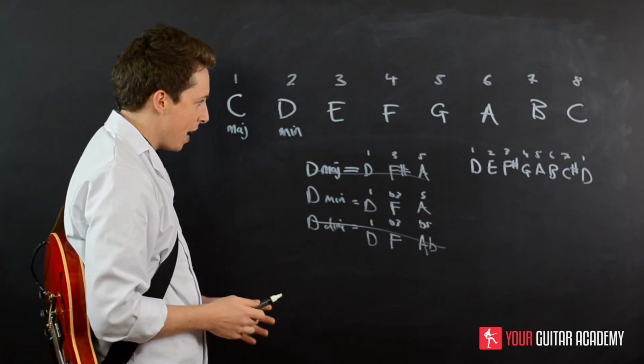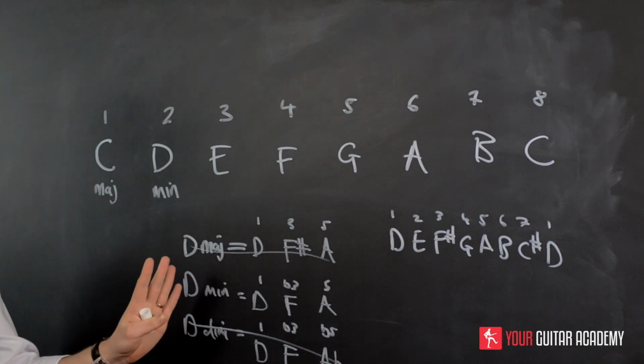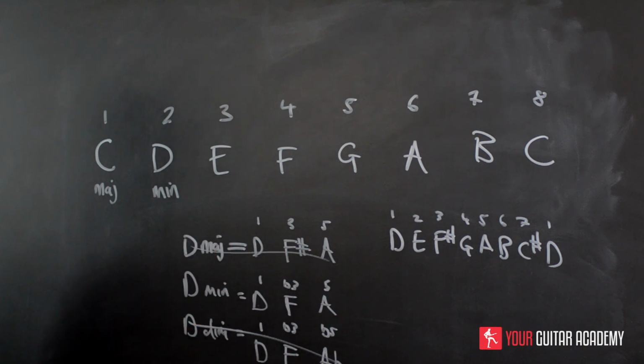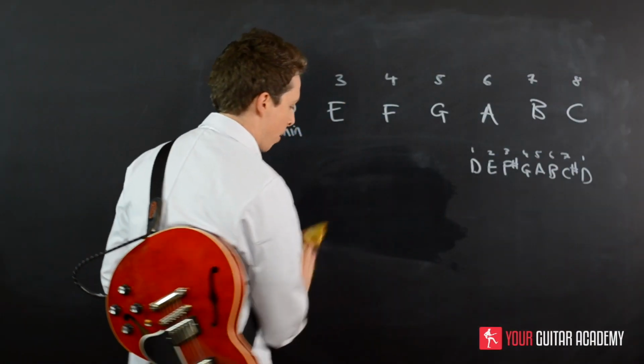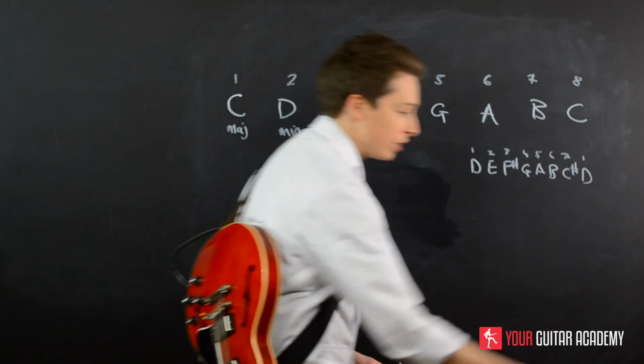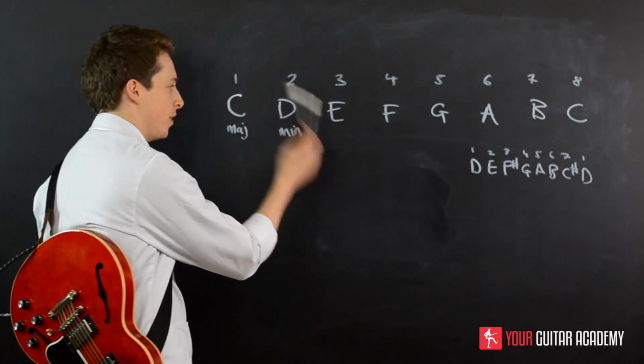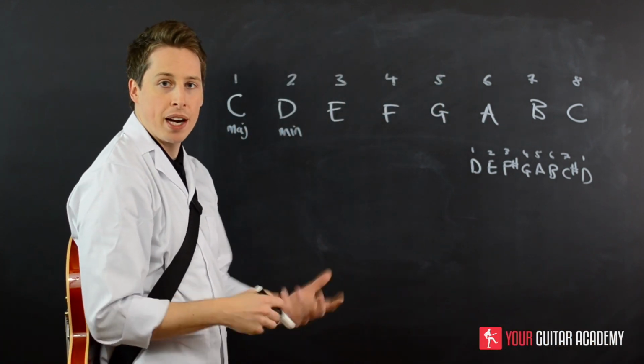So there we have it. We've worked out the D, okay? And hopefully you can see how we worked out the D. So next up, what we're going to be looking at is the E. Okay, so the E, we need to know, is it major, minor, or diminished?